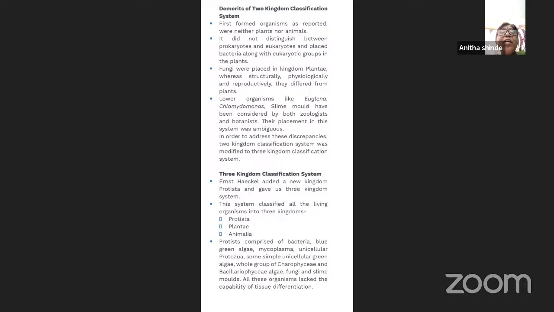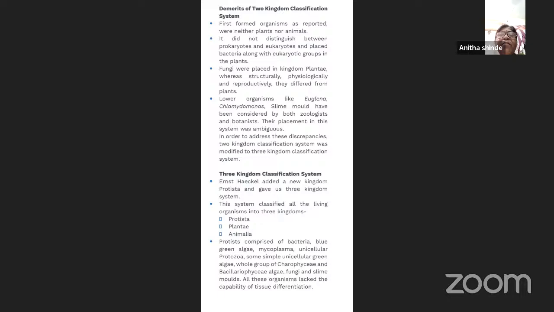And second thing is what? Fungi were placed in kingdom plantae, whereas structurally, physiologically, and reproductively, they totally differ from the plants. They totally differ from the plants. So that is why you cannot consider them along with the plants. The next demerit is what?